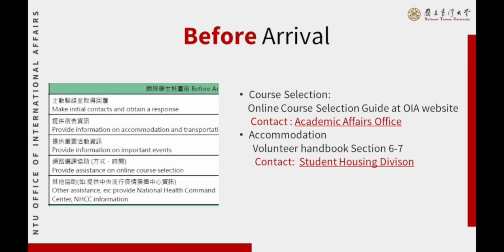Additionally, provide information about accommodation, including dormitory locations and transportation details. If an international student wishes to move into the dormitory early, they should contact the dormitory manager directly to confirm if it is available. For related inquiries, contact the housing division.